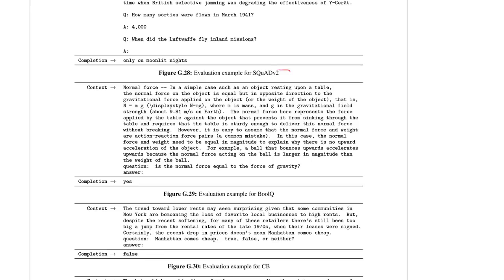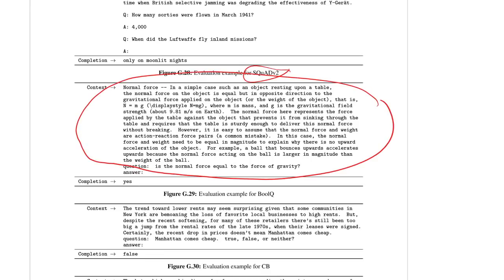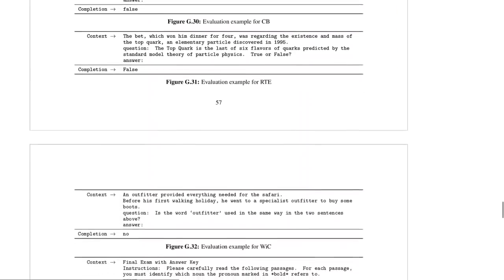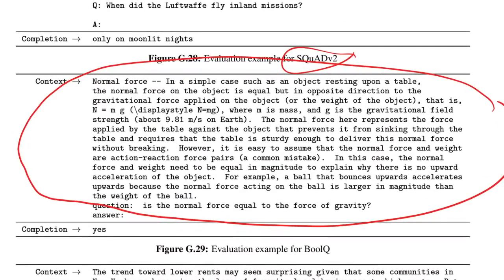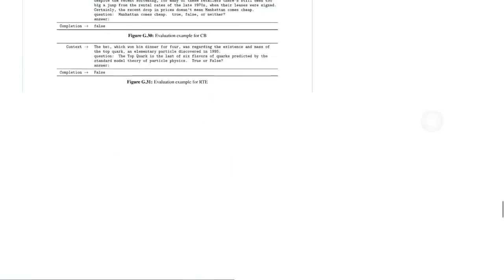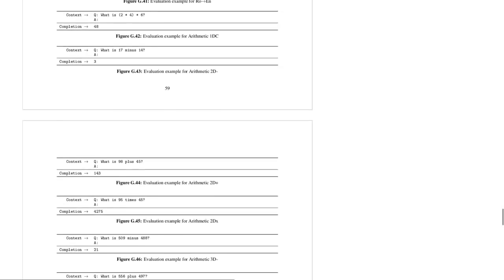And so on SQuAD, you have this context and the question. Okay, so the context is actually in there. Didn't know that before. But you have the context and the question, and the model is asked to complete something right here. So you can look at how the model sees tasks, and maybe you can evaluate for yourself how difficult you think these tasks are.